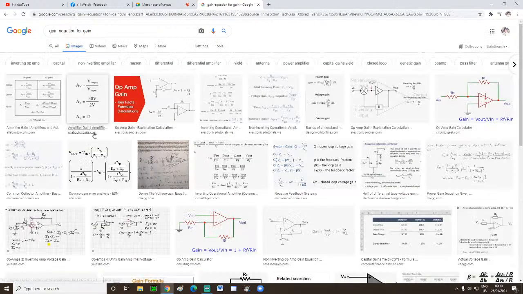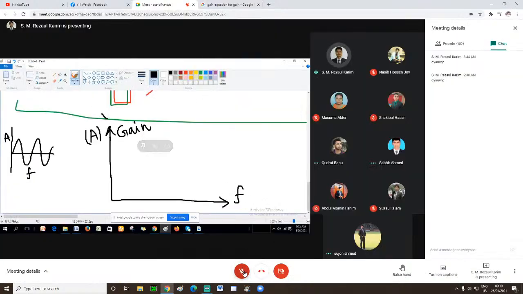Into 100, yes. So A, amplitude or gain, anything can be represented in y-axis, no problem. Let's consider amplitude for a while, for your better understanding. Amplitude, okay? And here it is the frequency in x-axis. Now, look, in this point, in the initial point, amplitude and frequency both are 0, right?